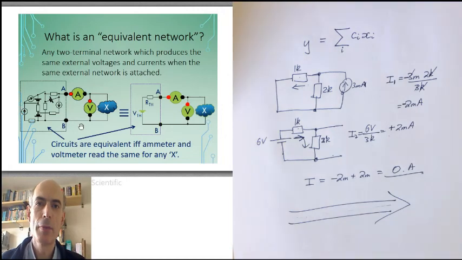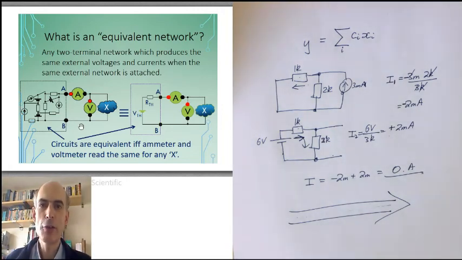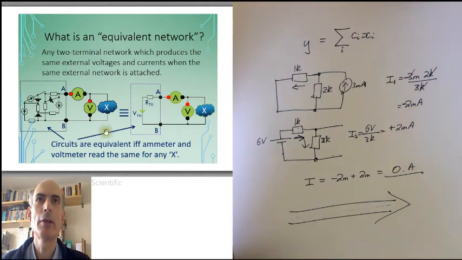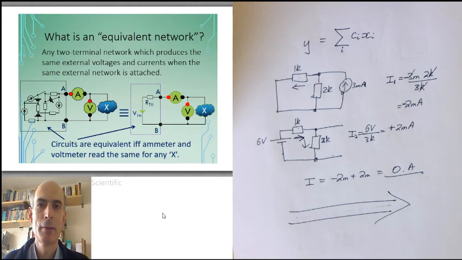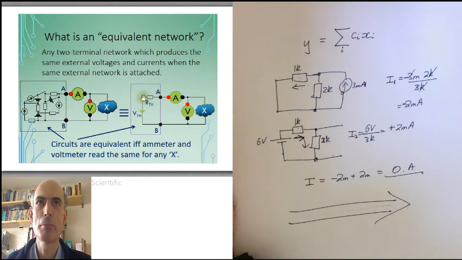And the answer is that in a lot of circumstances, yes, you can. You can find very simple circuits that look just like this, that behave in exactly the same way as much more complicated circuits here, so that the current flowing out of the terminals and the voltage across the terminals is identical for both of these networks, no matter what is connected to them. And that can make analysis of circuits much simpler again. The problem of equivalent networks is how to find these much simpler networks.